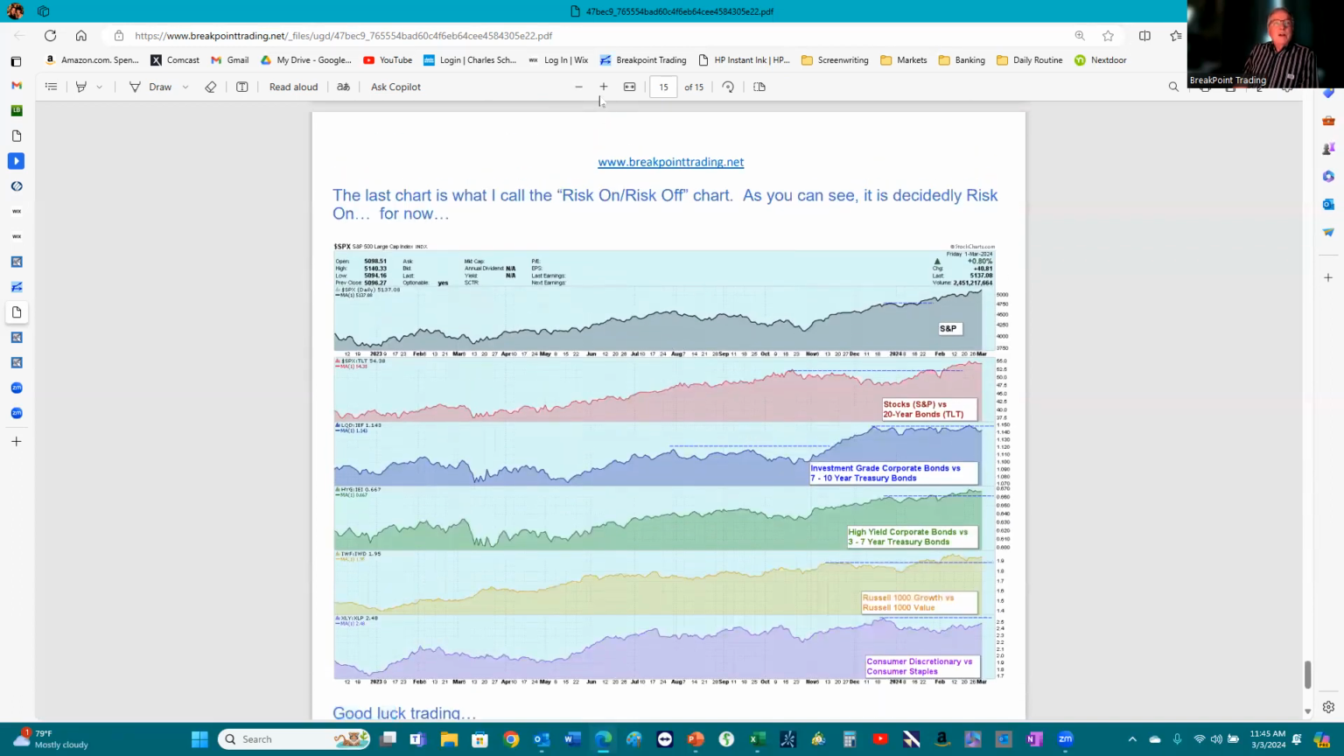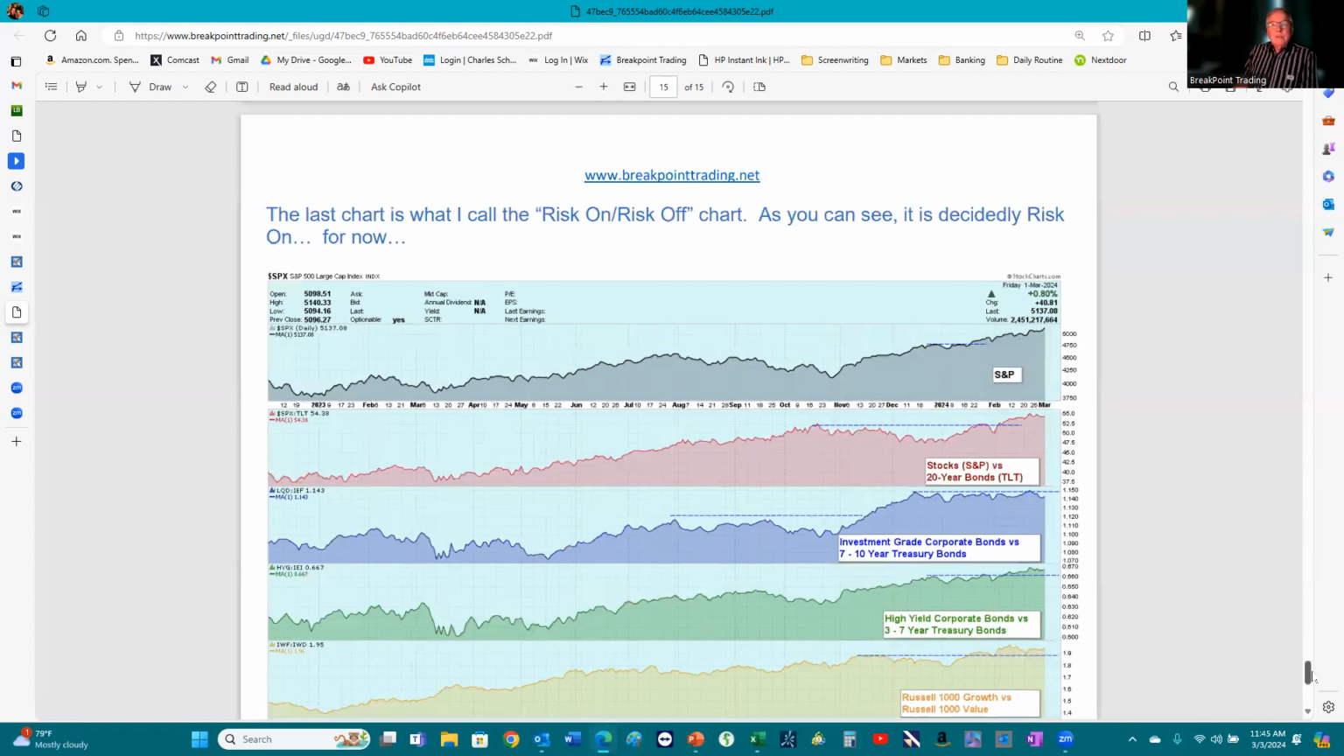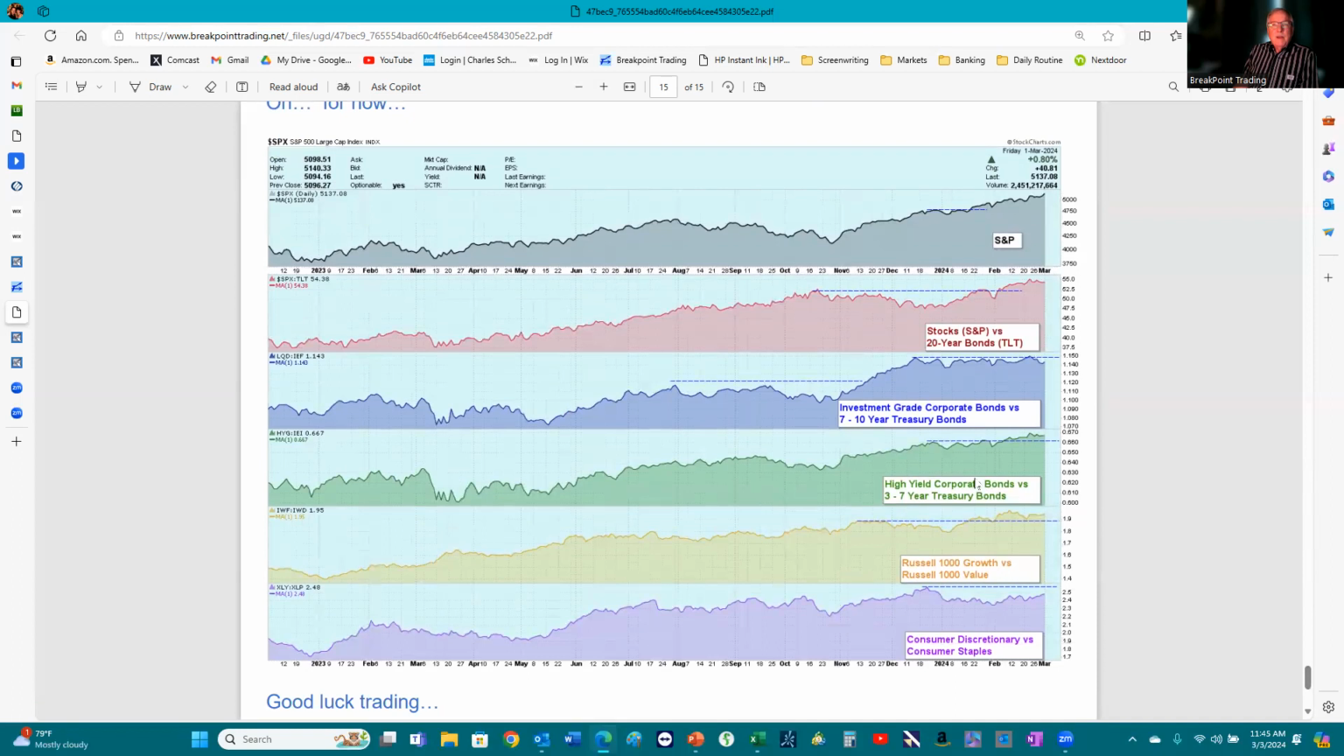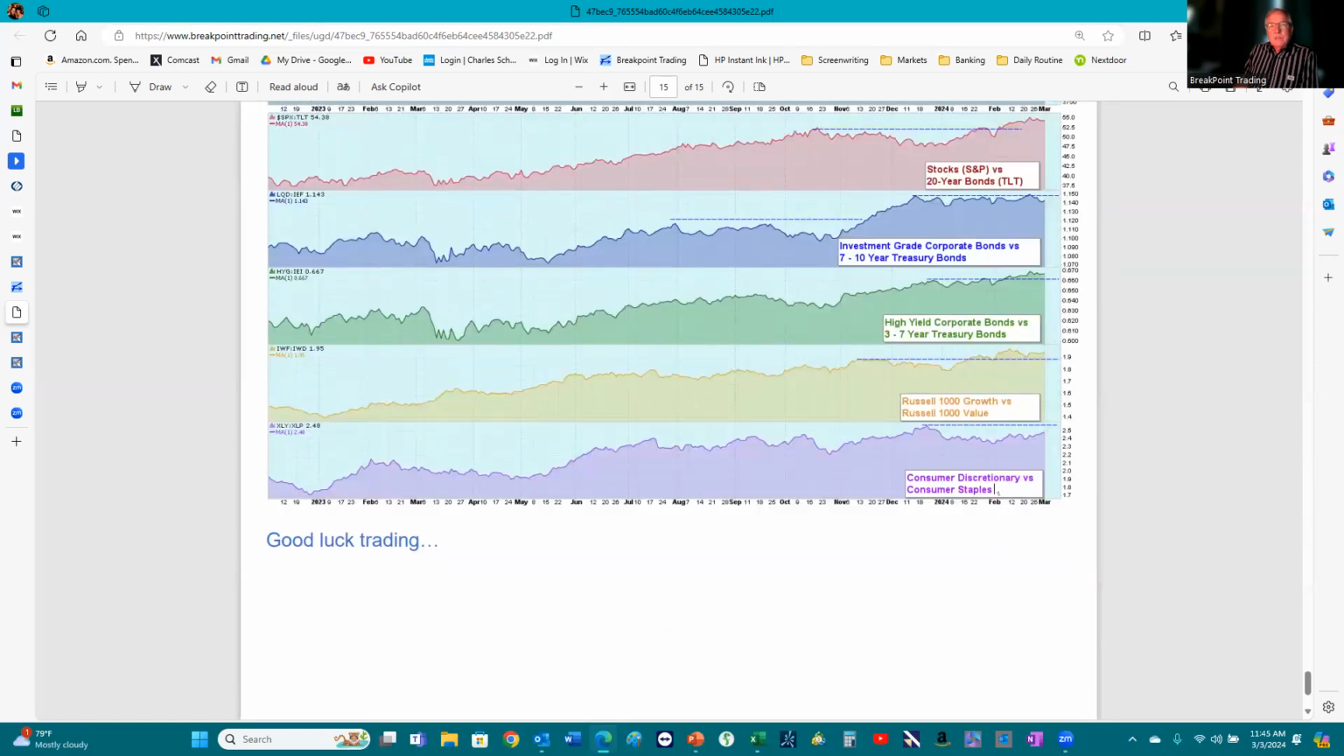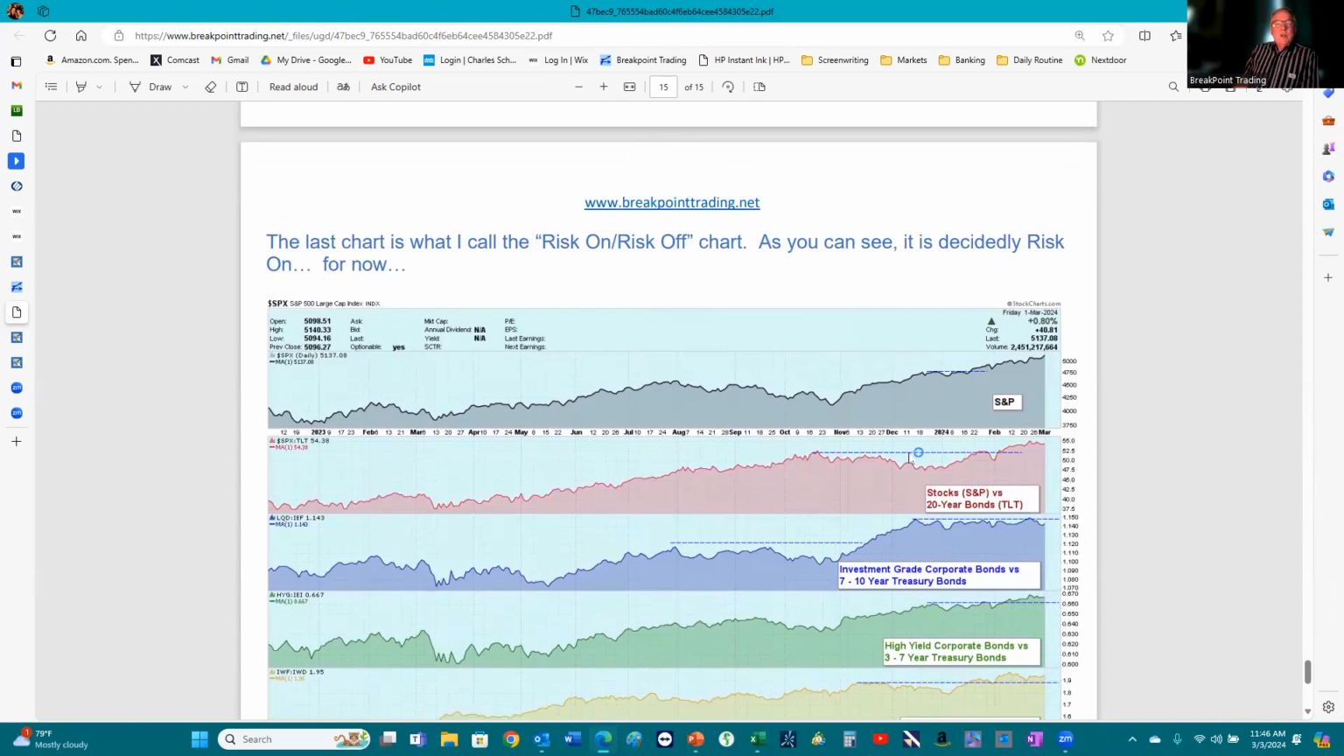And then this is the risk on, risk off chart, which basically shows the S&P, stocks versus investment grade bonds. Everything is kind of flat right now. Stocks versus bonds, stocks are doing well. S&P is going up. High yield bonds versus 3 to 7 year did break out a little bit, but now that's kind of flattened out. Russell growth versus value broke out, and that's kind of flattening out. And consumer discretionary versus staples still has not come back to a new high. So everything is just sort of treading water right now, waiting for perhaps that CPI number, which comes out the week after next, just before the next Fed meeting. I'll talk about that next weekend.